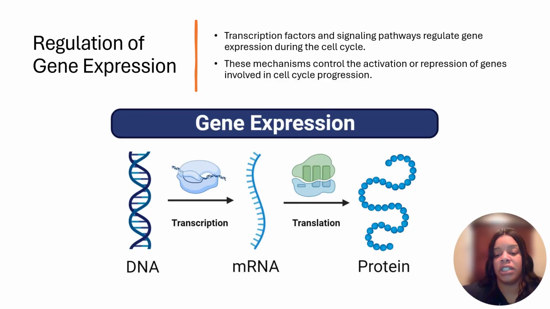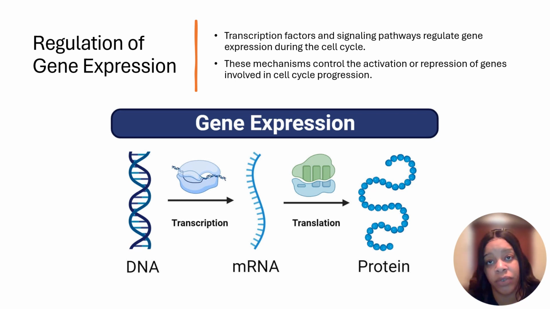Now let's talk about the regulation of gene expression. Transcription factors and signaling pathways regulate gene expression during the cell cycle. These mechanisms control the activation or repression of genes involved in cell cycle progression. Regulation of gene expression is the process by which a cell controls the synthesis of protein based on the information encoded in its DNA. The regulation ensures that genes are turned on or off at the right times and in the right amounts to maintain cellular function and respond to environmental cues. There are several levels of regulation involved, including transcriptional control, post-transcriptional control, translational control, and post-translational control.